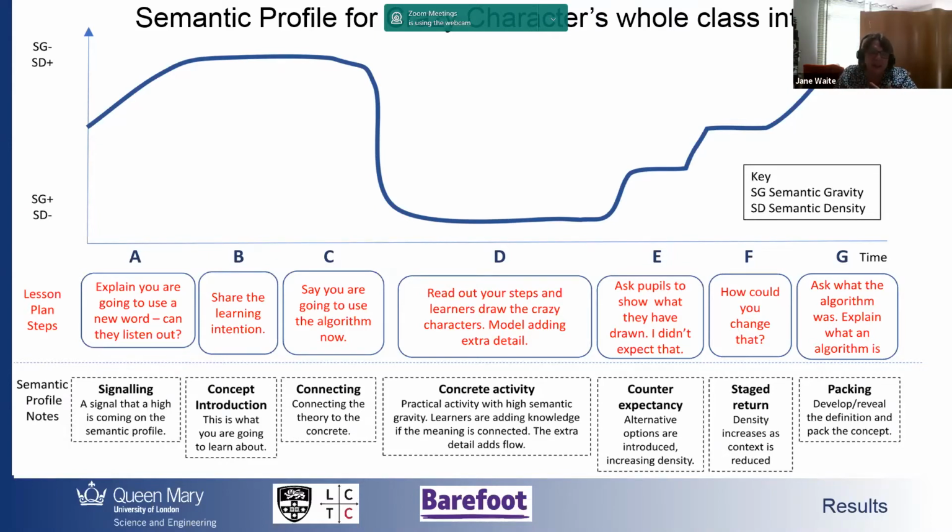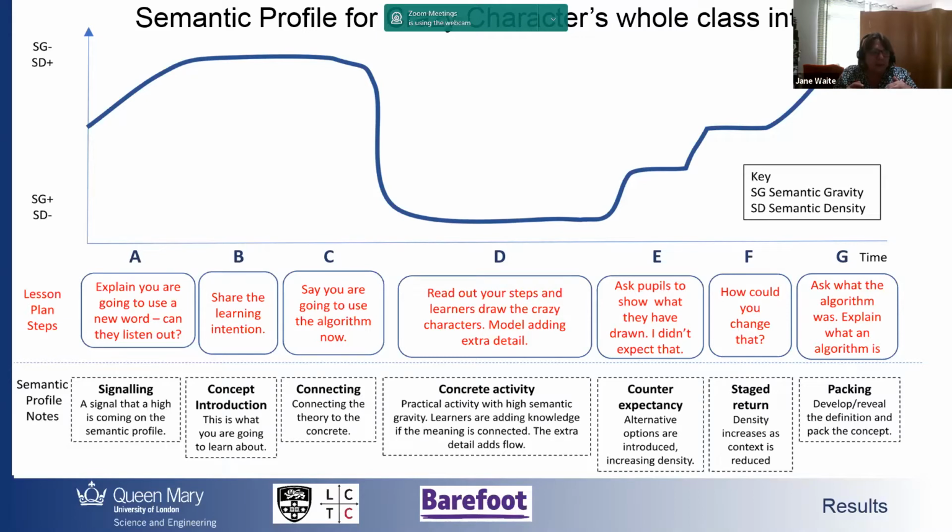Then I share the learning intention. At that point, I'm just saying we're going to learn about algorithms. There's no context. The theory is it's a brand new term they've never heard of. So we're very high in terms of the profile. What that means is that the density is very high and the gravity is very weak.